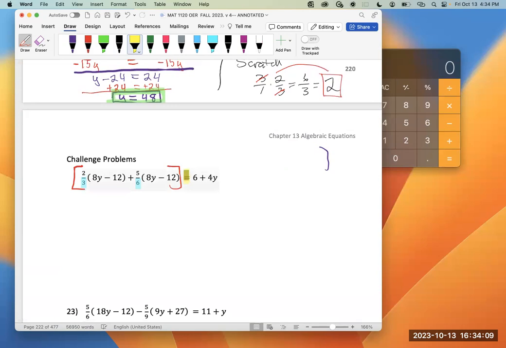Make sure you understand where your parentheses are. Make sure you know where your equal sign is. So you're doing the same thing to both sides of the equation. Write down what you're doing so you and anybody looking at your work after the fact can follow it.